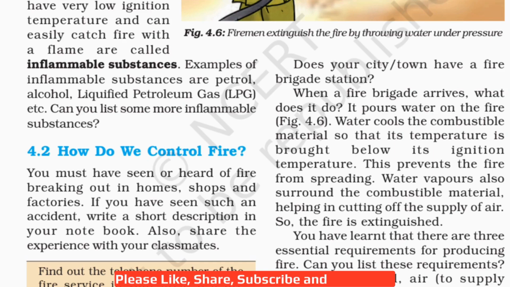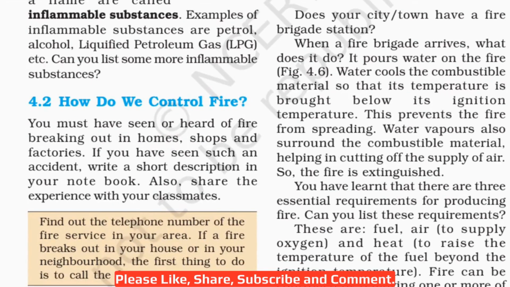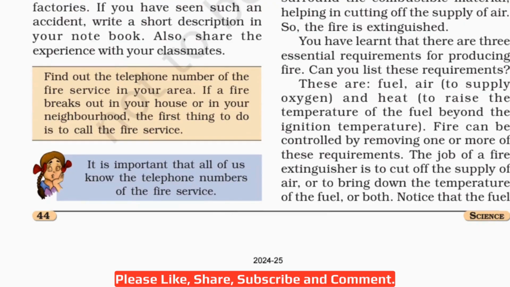So earlier we discussed the things which we can burn. Now we are discussing how fire can be controlled. You must have seen or heard of fire breaking out in homes, shops and factories. If you have seen such an accident, write a short description in your notebook. Also share the experience with your classmates. Now find out the telephone number of the fire service in your area. If a fire breaks out in your house or in your neighborhood, the first thing to do is to call the fire service.